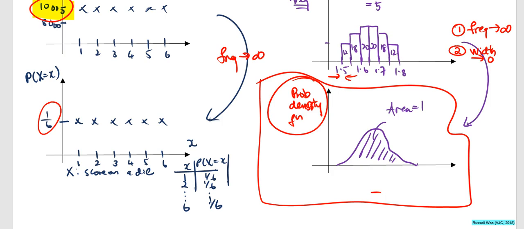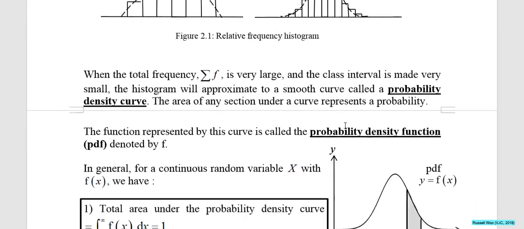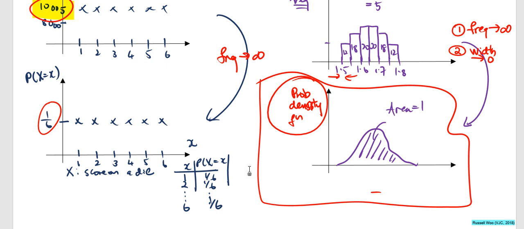So, let's refer to the notes now. All that I say is here. Now I need all of us to look at page 2. This is what I've said. The total probability under the probability density function must be equal to 1. Make sense? Now take a look. This is 1.5, this is 1.8.